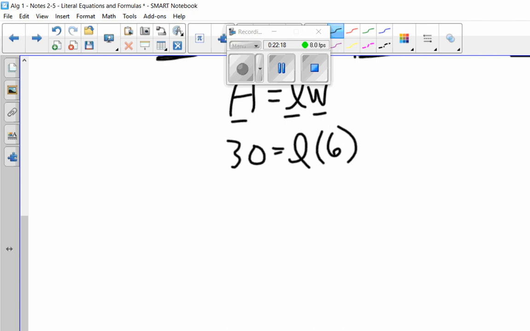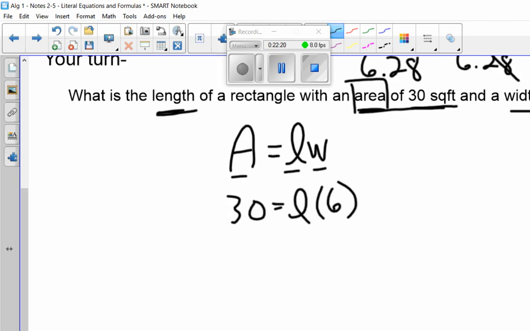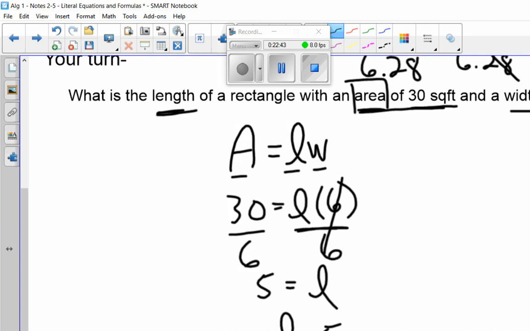Okay, so now I'm going to go ahead, solving it for L. I got it solved for L. Remember, this is multiplication. So to undo the multiplication, I'm going to divide by what's with the variable. Divide it by 6, it goes away. You're left with L. 30 divided by 6. Okay, I'll just flip it around so that we're doing it how it usually is done.